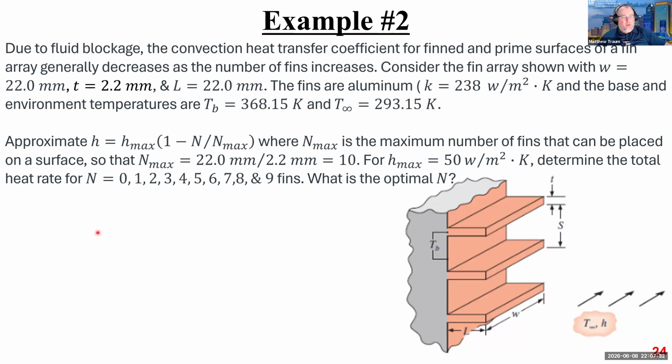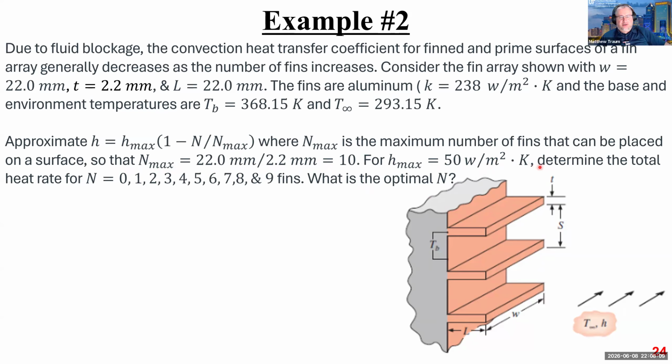We're given that we can approximate the value of H as the maximum value of H, so like the free stream value of H, which by the way is 50, multiplied by 1 minus n over n max, where n max is the maximum number of fins that can be placed on the surface. And then we're given some physical parameters. N max is equal to 22 millimeters divided by 2.2 millimeters, which is 10. So the total number of fins that can be placed on the surface is 10. And again, H max is 50 watts per meter squared Kelvin.